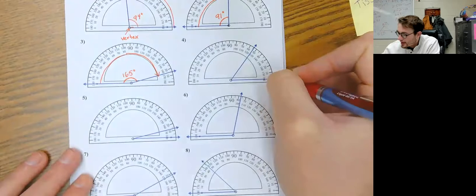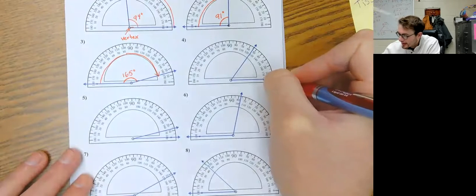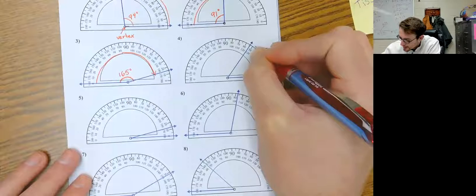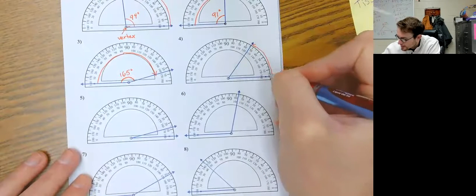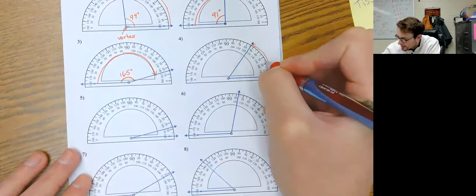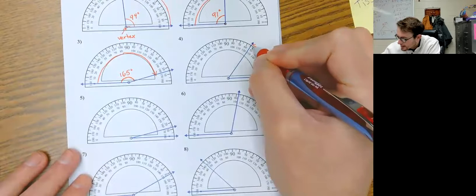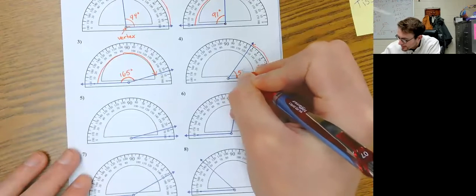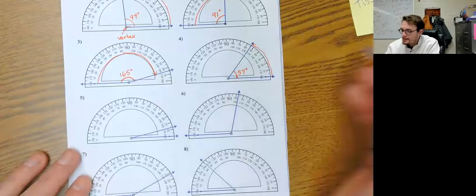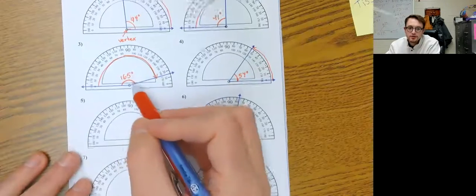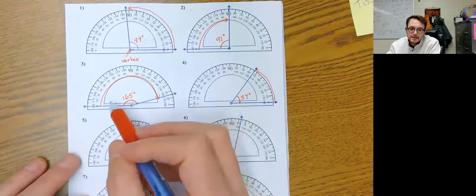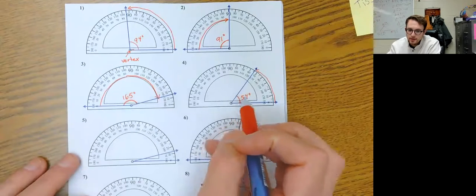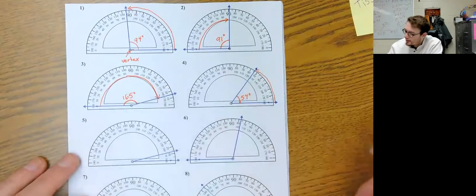This one is coming from the right. So now that we're coming from the right and going counterclockwise, we're going to go along the outside of the protractor. So 0, 10, 20, 30, 40, 50, I'd say about 54. So this angle is about 54 degrees. And you see how I'm putting this arc, which is the interior of the angle. So the interior of the angle is 54 degrees.